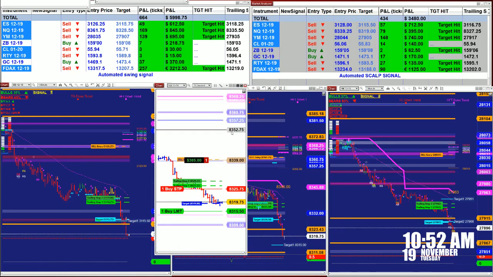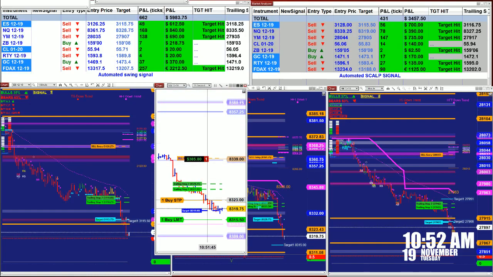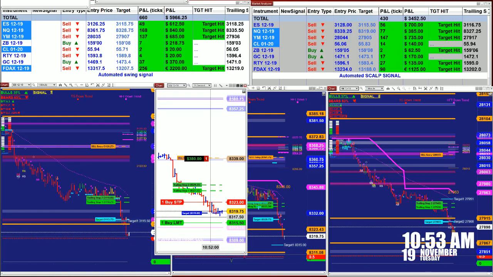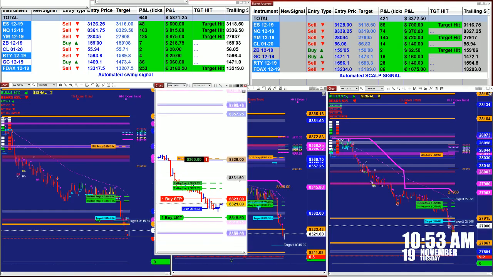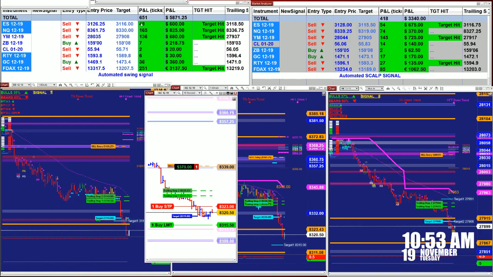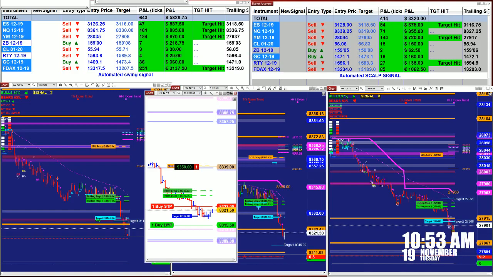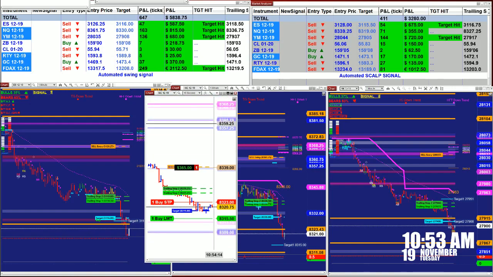So on that trade here, we are dragging a little bit more because now we are somewhere around there on that trade. At the moment with the swing trading, we have 651 ticks based on the last entry signal, and the scalper is 415 ticks based on the last entry signal.